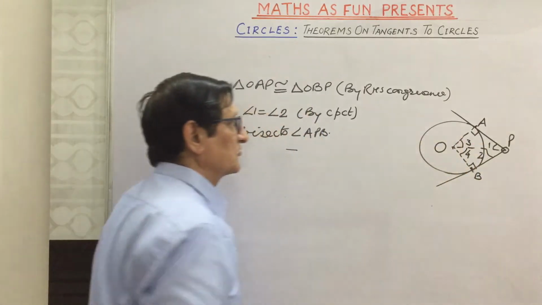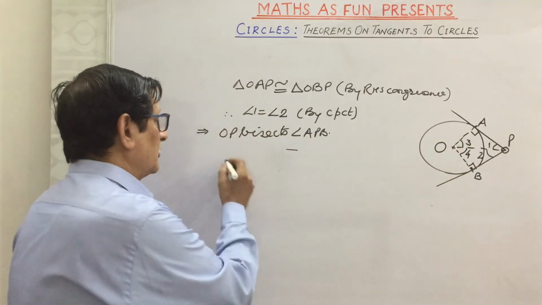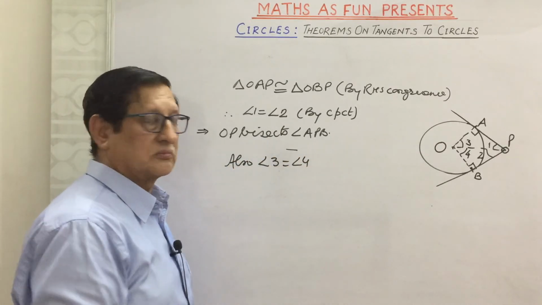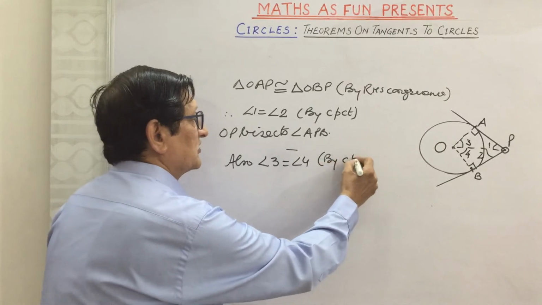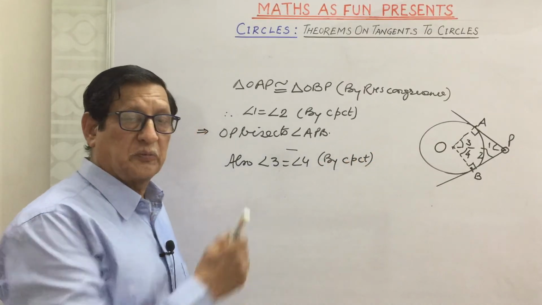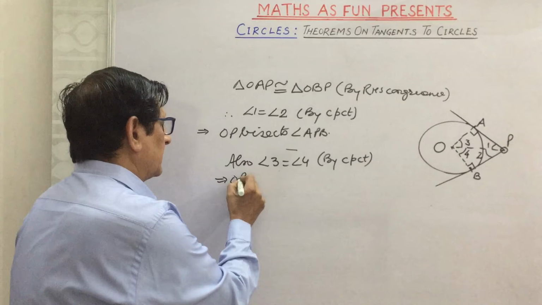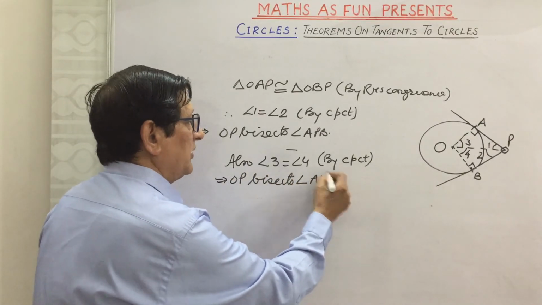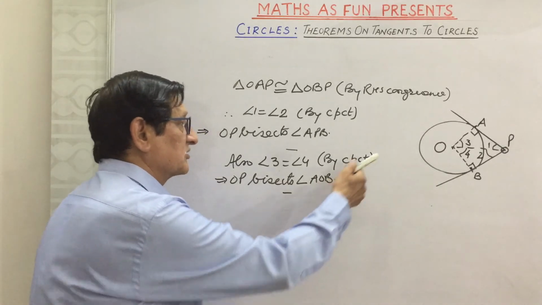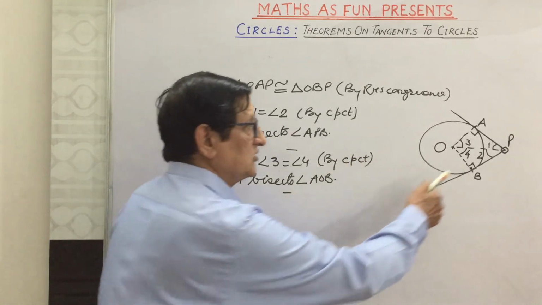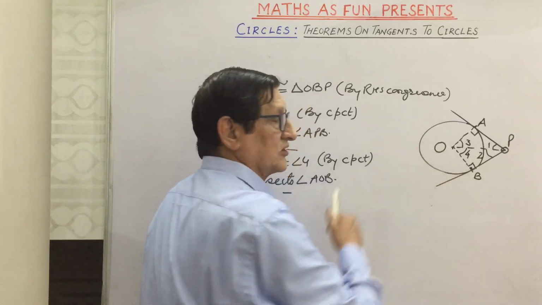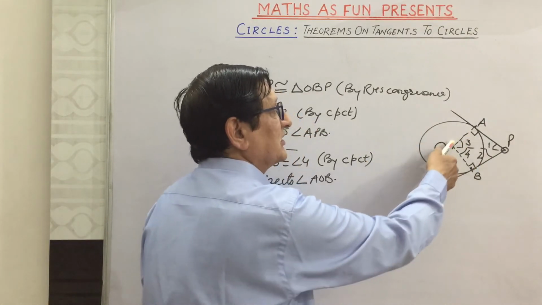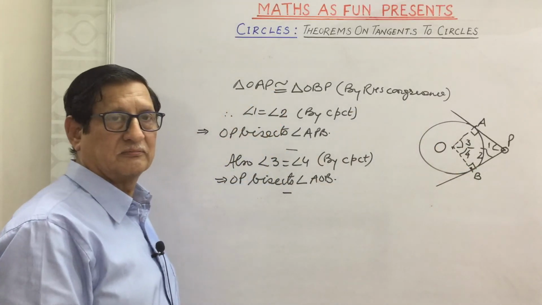Next point, we can also say that this angle is also equal to this angle. Suppose this is 3 and this is 4. We can also say that angle 3 is equal to angle 4. That is also by CPCT. It means we can say that OP bisects angle AOB. It means we can remember this also as a theorem that the line joining the external point to the center of the circle bisects the angle subtended by the tangents at the center.